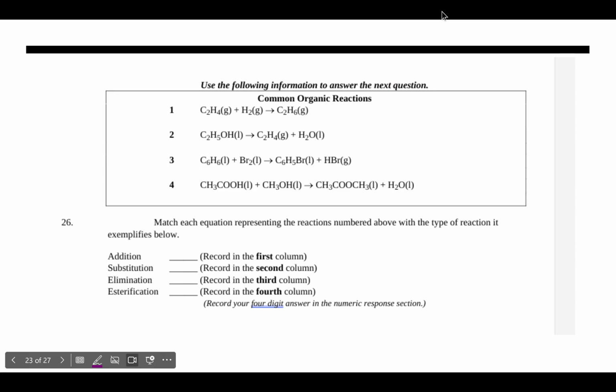Number 26, being able to predict. So number 1, because if we drew this out, this would be an alkene, adding in a reactant. Because you only have one product, you know a double bond was broken, so that has to be addition. That's number 1. Number 2, you're starting with one product and getting out 2. If we drew that out, so C with all those hydrogens.